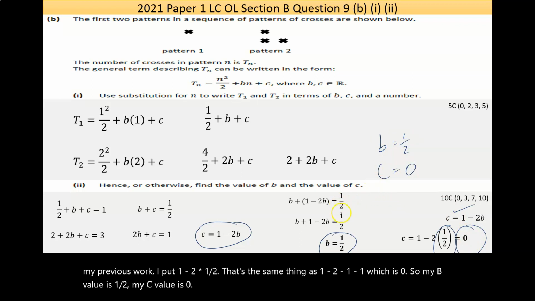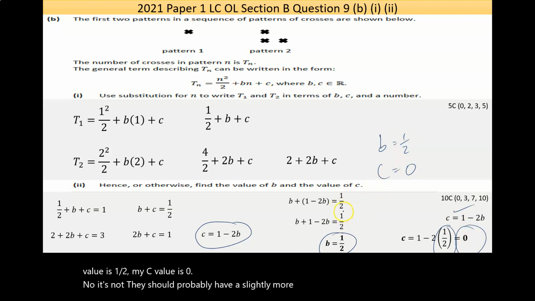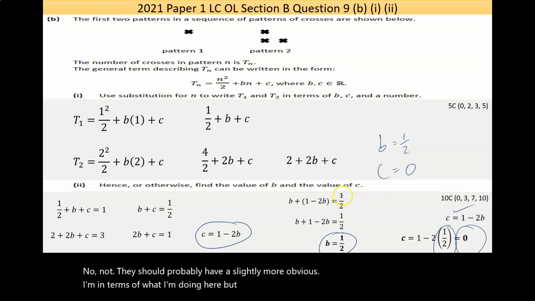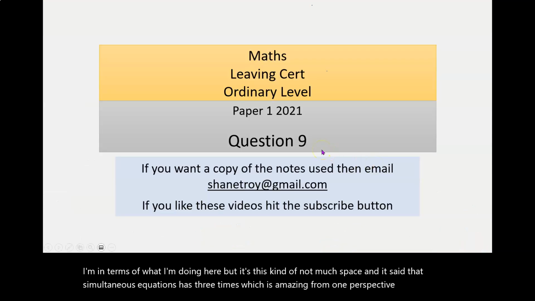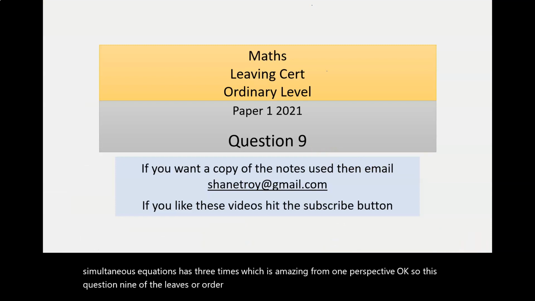Now, I should probably have made it slightly more obvious in terms of what I'm doing here, but there's not much space. And as I said, that simultaneous equation is asked 3 times, which is amazing from one perspective. So this is question 9 of the Leave Cert Ordinary Level Paper 1 in 2021.